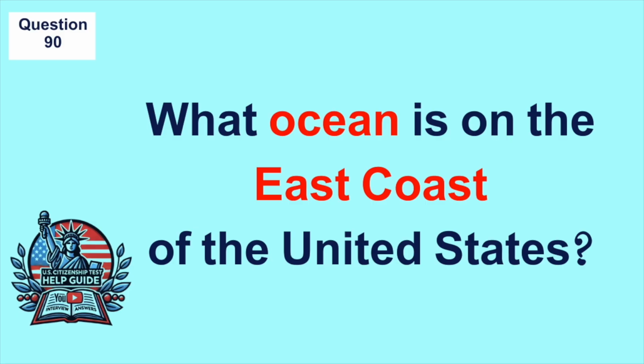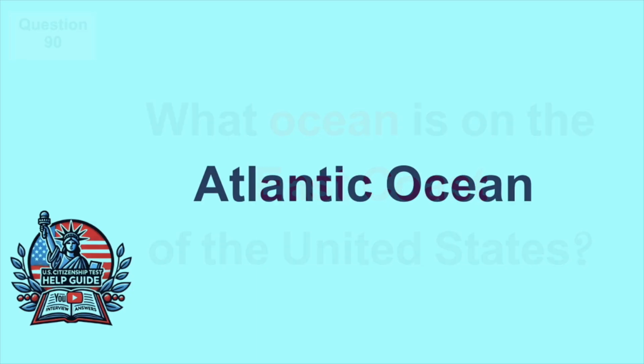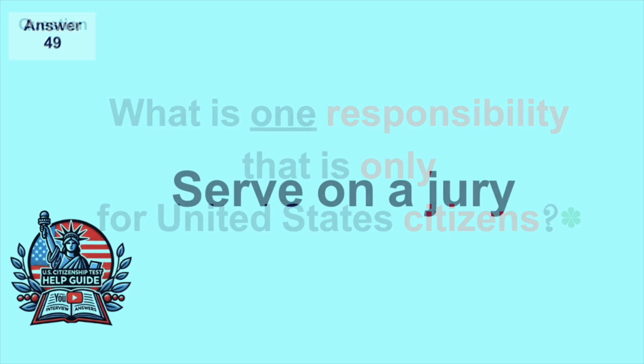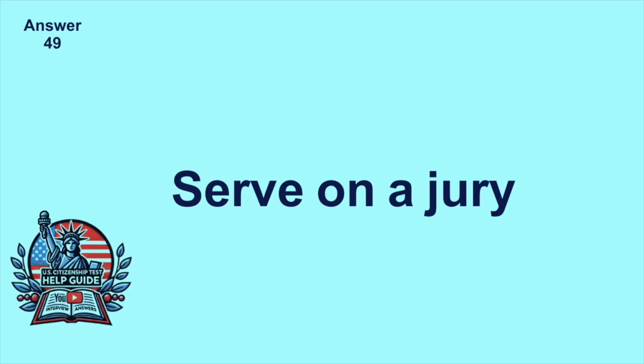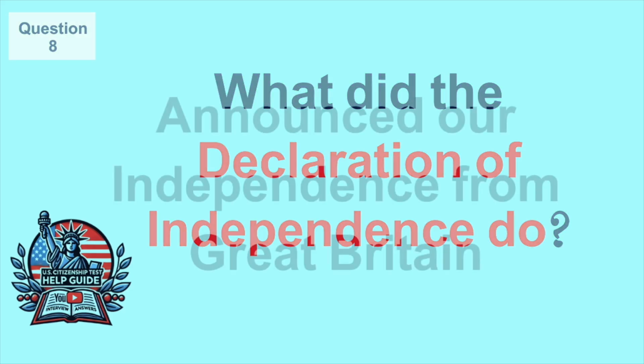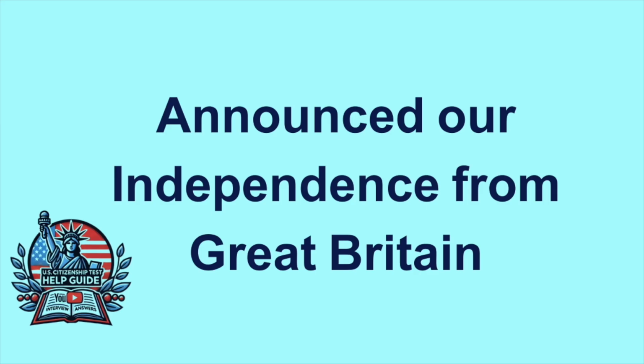What ocean is on the east coast of the United States? Atlantic Ocean. What is one responsibility that is only for United States citizens? Serve on a jury. What did the Declaration of Independence do? Announced our independence from Great Britain.